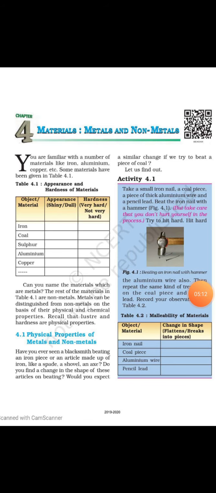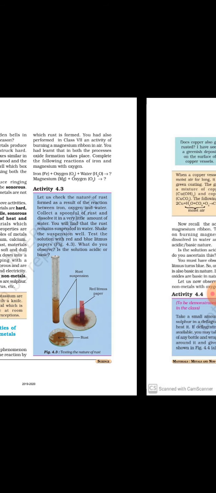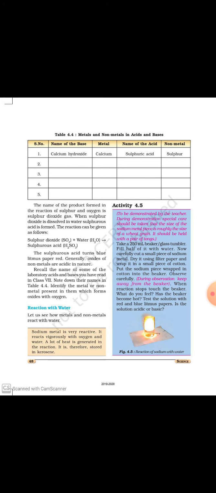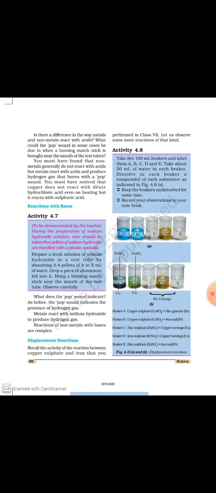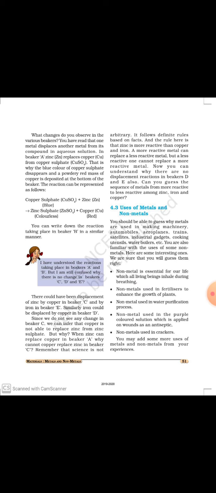Now I will summarize this lesson. First we saw materials, metals and non-metals, and their chemical properties. Then what happens when sulfur powder is burned. After that we saw the reaction of sodium with water. Then reaction with acids and reaction with bases. At last we saw the uses of metals and non-metals.